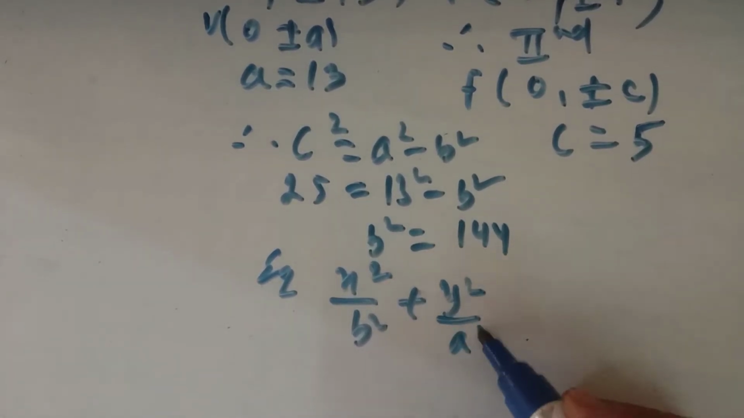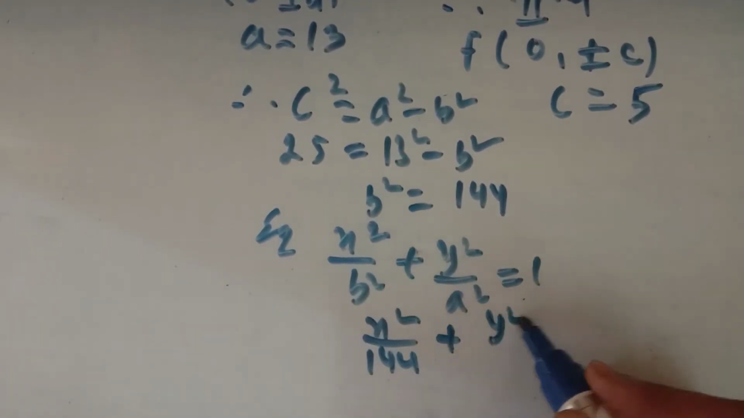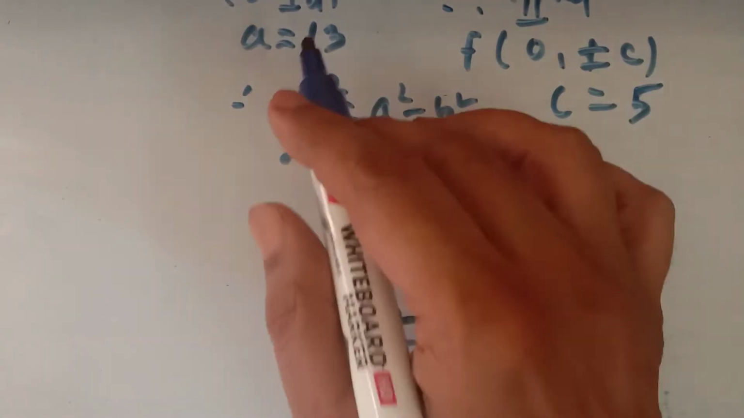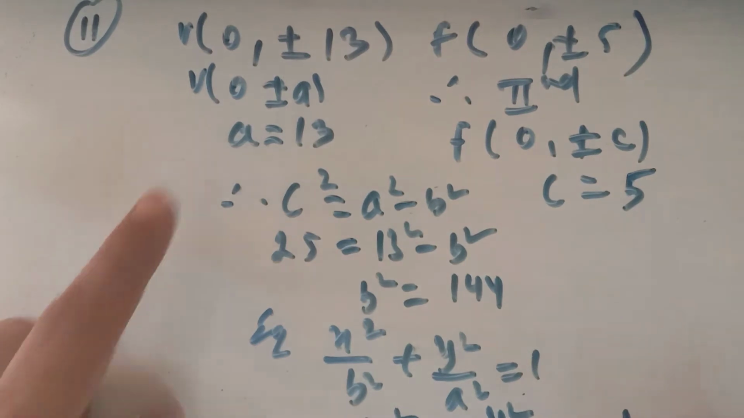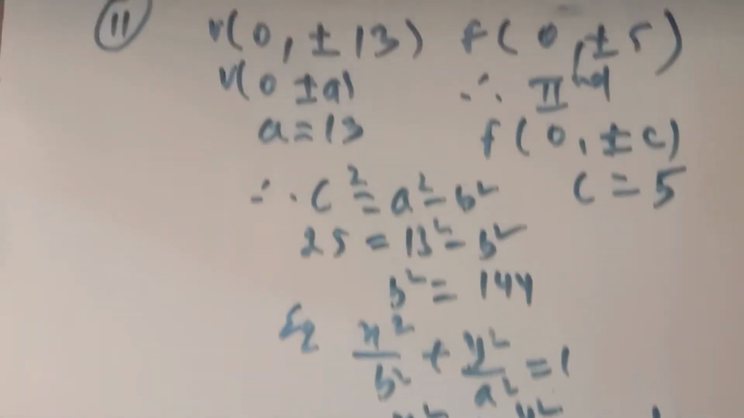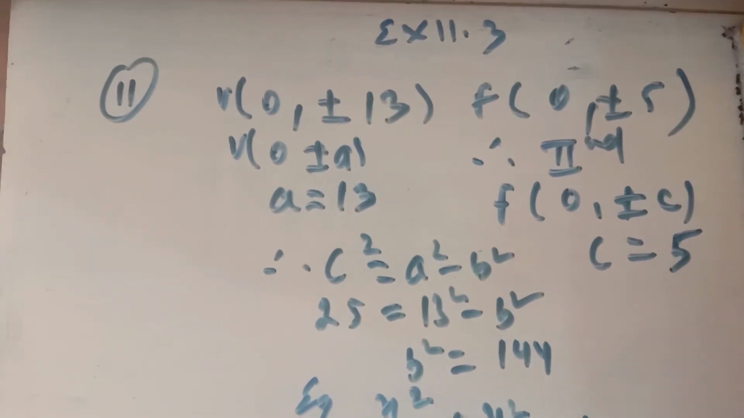And the equation of the ellipse of the second type is x square upon b square plus y square upon a square is equal to 1, which will give x square upon 144, the value of b square, plus y square upon a square, where the value of a is 13, so it will be equal to 169. So it is a second type ellipse because the focus lies on the y-axis, because the x coordinate is 0.